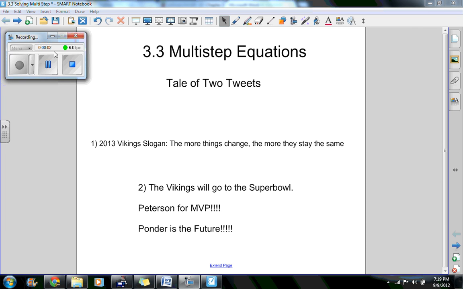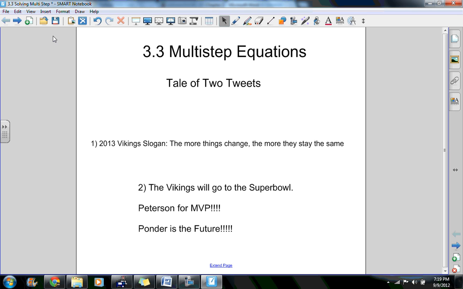All right, we're going to be working on section 3.3 today, which is a little bit more difficult, but I would like to tell you my tale of two tweets from this Sunday.